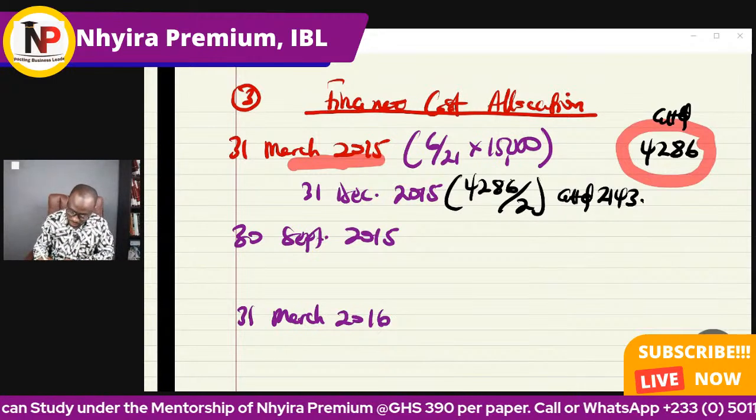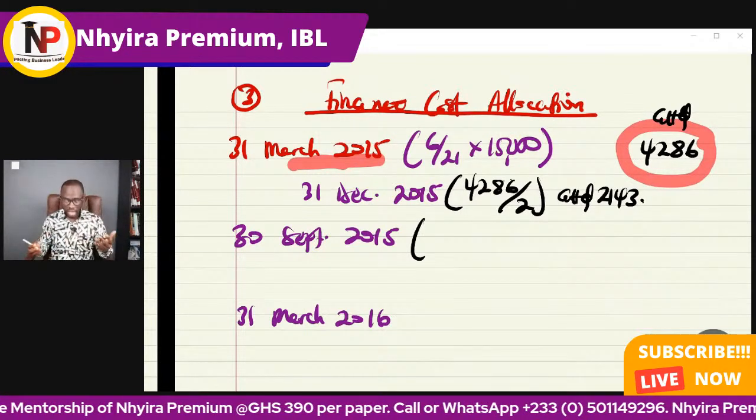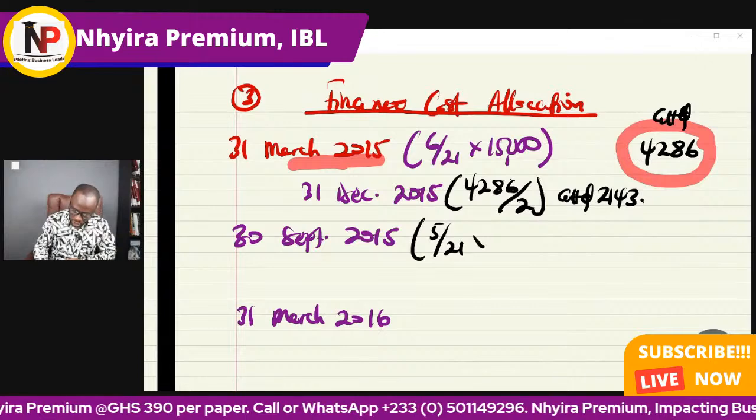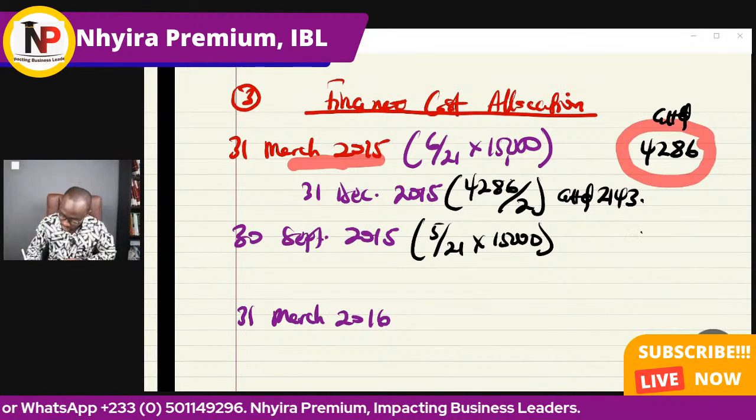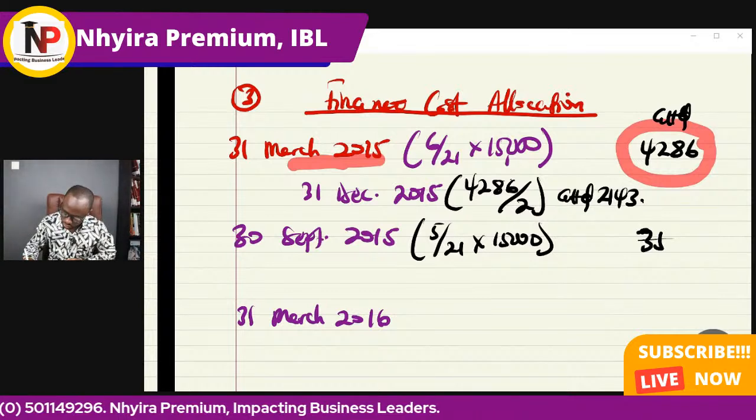For 30th September, we're going to be having 5 over 21 by 15,000. And that is going to give me 3571.